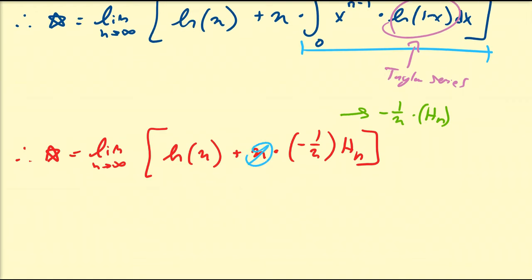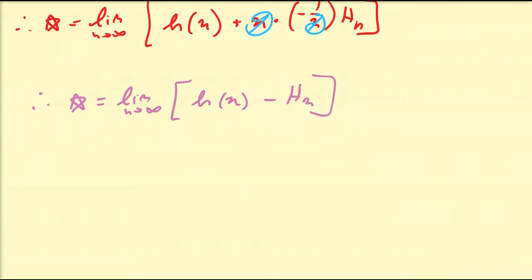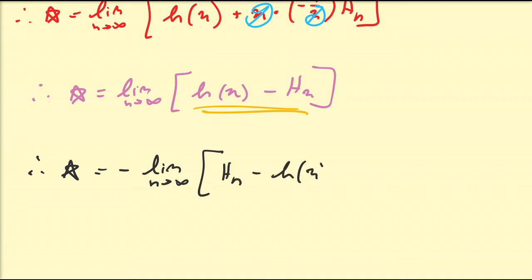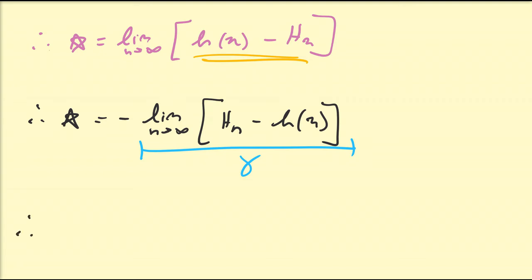So clearly, n times 1 over n is going to cancel, and we have that star is equal to the limit as n goes to infinity of the natural log of n minus the nth harmonic number. So what I'm going to do is factor out a negative sign because this should look extremely familiar. So we have star is going to be equal to the negative limit as n goes to infinity of the nth harmonic number minus the natural log of n, and this should ring a bell. This is precisely the definition of the Euler-Mascheroni constant. So therefore, star is going to be equal to minus gamma.